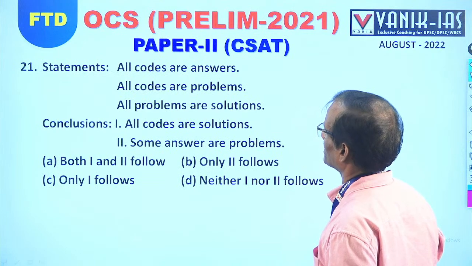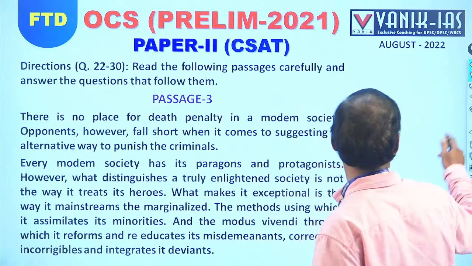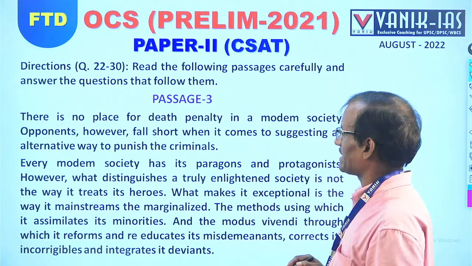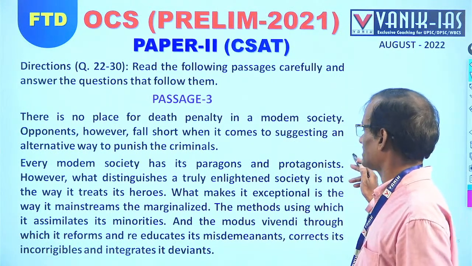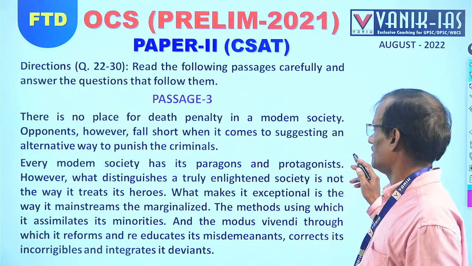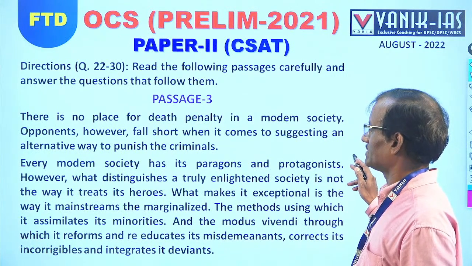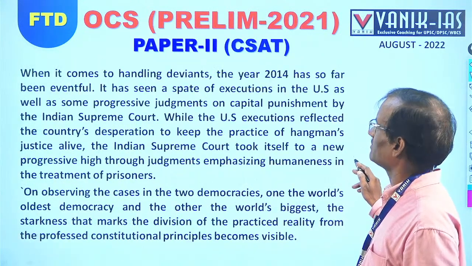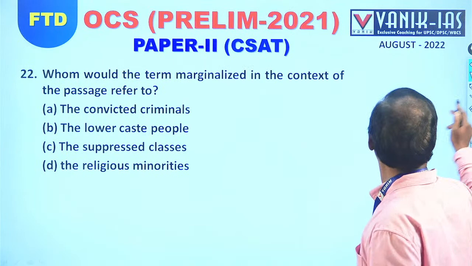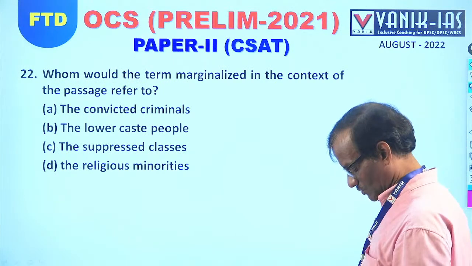So question number 22, there will be passage 3, yes, passage 3. So you must have read this passage. There is no death penalty in modern society, about capital punishment. Okay, so that is opponents are falsehood when it comes to suggesting an alternative way to punish the criminal. So that is question number 22.